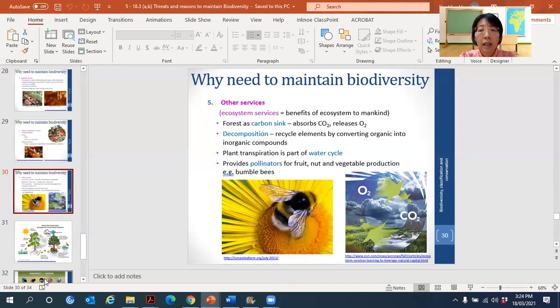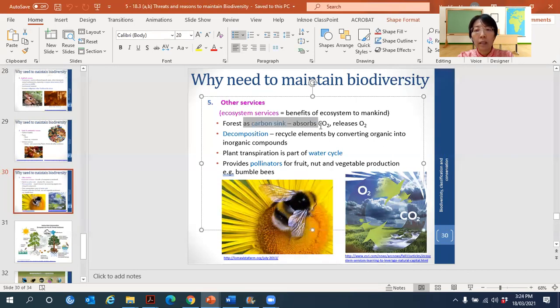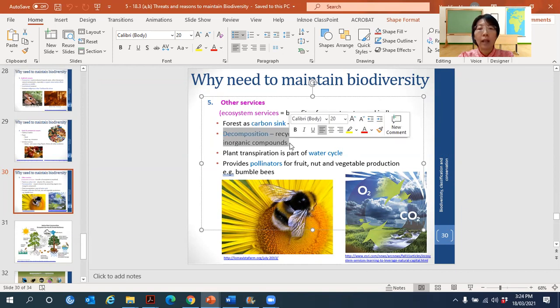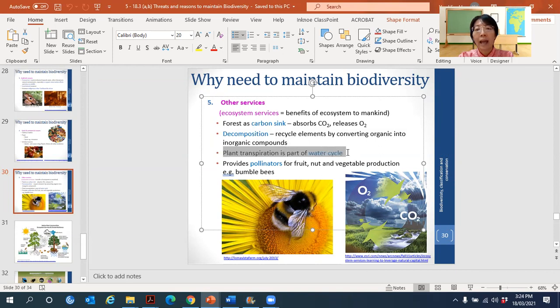And other services that are very important: you know that forest is a carbon sink, which means it absorbs the CO2 and releases the oxygen. So it is our green lung. It is also an area to recycle the organic component back to inorganic component. It supports a balanced water cycle because only when there are plants will transpiration happen, then there's cloud, and when there's cloud, there's rain.